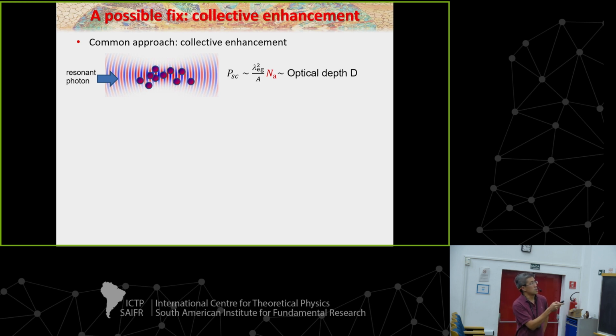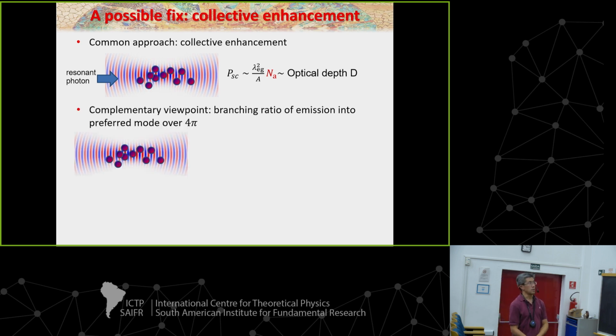And so simply the idea is that, well, if a single atom interacts with a probability lambda squared over A, now you have a large atom number, so that atom number multiplies the probability of interaction. And then in quantum optics language, this combination of parameters, lambda squared over A times atom number, is known as the optical depth of your atomic medium. And again, this optical depth has a complementary viewpoint.